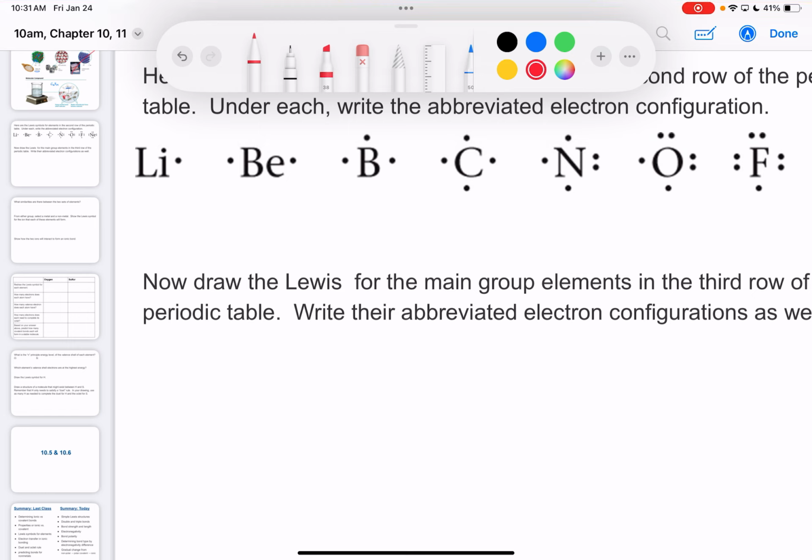So for the next row, sodium, magnesium, and actually let's do the whole row. So we're going to do sodium, magnesium, aluminum, silicon, phosphorus, sulfur, and chlorine. So I want you to do that underneath here. I will try to write small as well. So I want you to do the same thing for the elements that are immediately below on the periodic table, each of these.